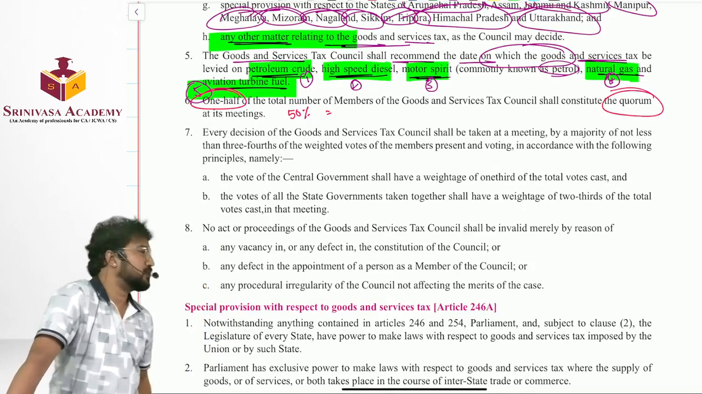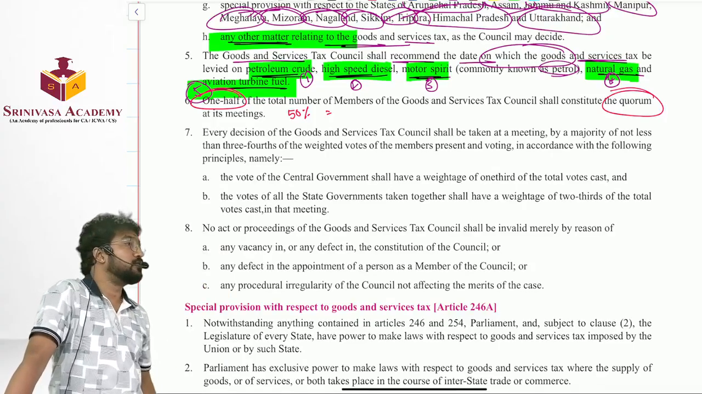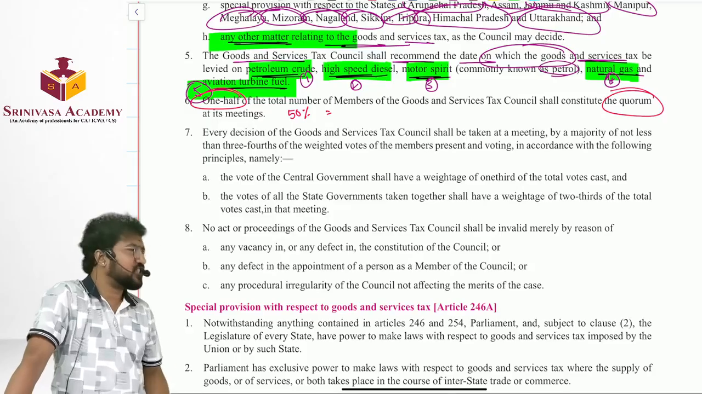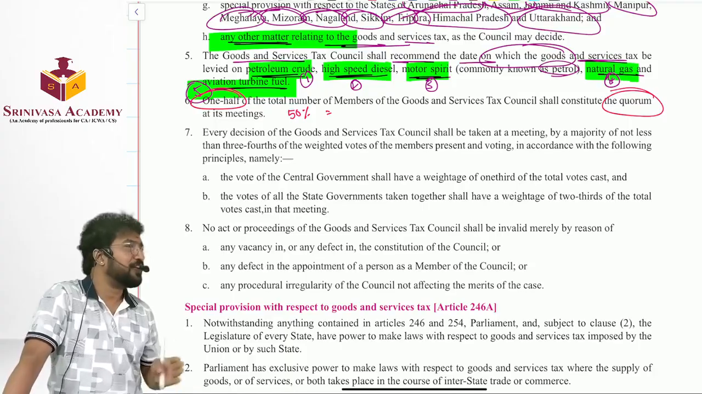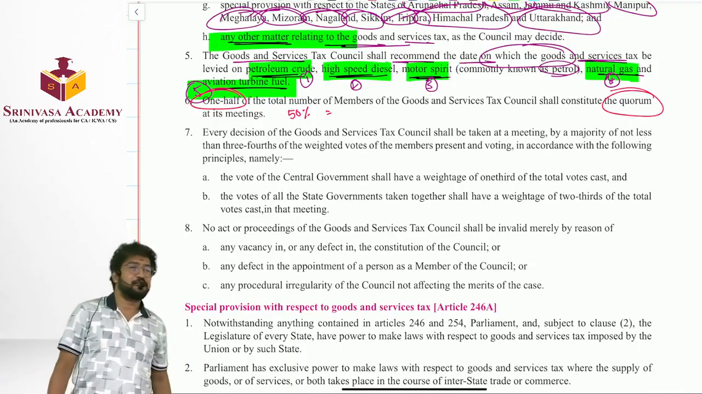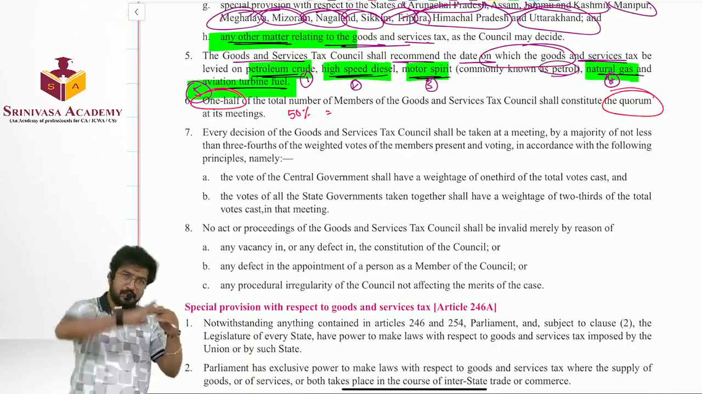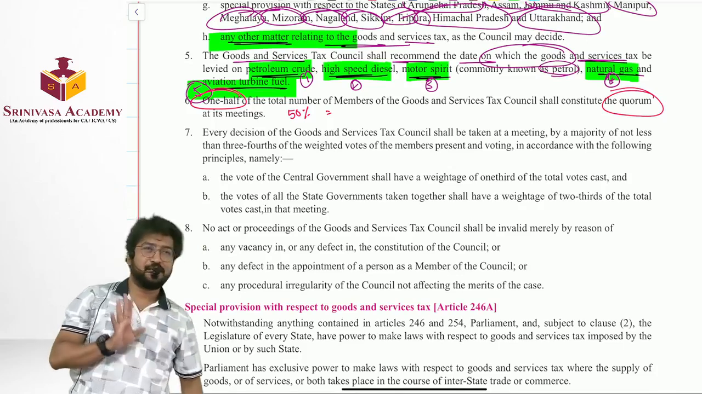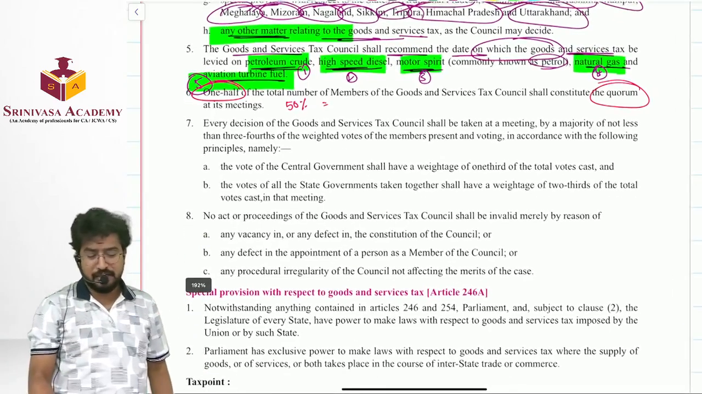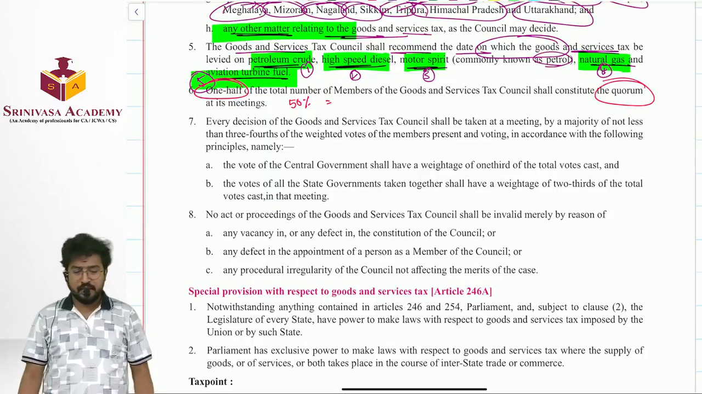Total how many members are in the GST Council? How many members total? 33. Just now we discussed it. How much? 33. In that, 50%. That means 16.5. Half inside, half outside. Okay, 17 should be present at the meeting, a quorum for the meeting. Shall we continue? Next. What is the next one?